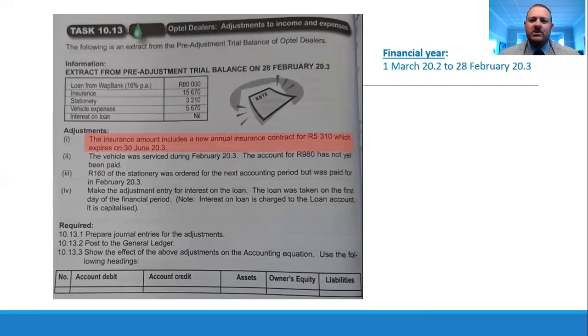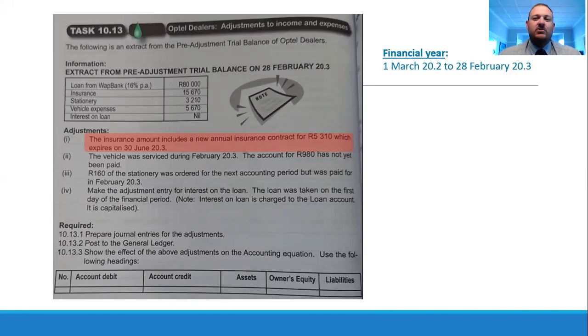This is an annual insurance contract, so there are two insurance contracts that this business has. This additional contract is taken out for a full 12 months and it expires on the 30th of June 20.3. So you can see that this new insurance contract is actually taken out on the 1st of July 20.2, and it now must go through to the next financial year right until the 30th of June 20.3.